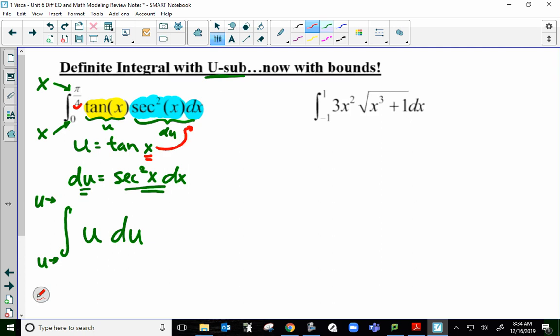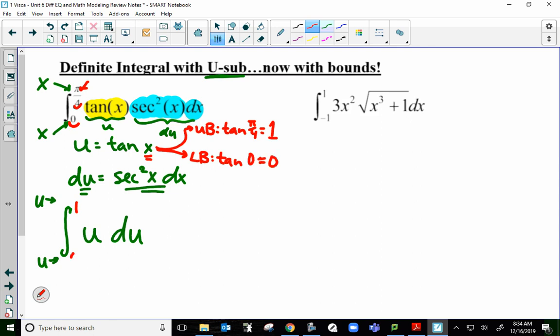So, for my upper bound, I'm going to call that UB. It's the tan of whatever that upper bound is. It's pi over 4. You should know that's 45 degrees, and the tangent of 45 degrees is 1. So my new upper bound, when x is pi over 4, is 1. And now I've got to do the same thing for my lower bound. I'll call that LB. I'm taking the tan of x. In this case, my x value is 0. And the tan of 0 is 0.